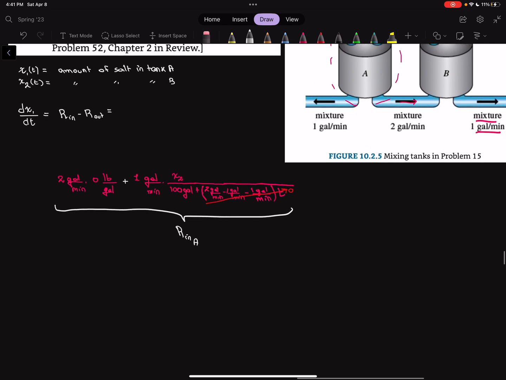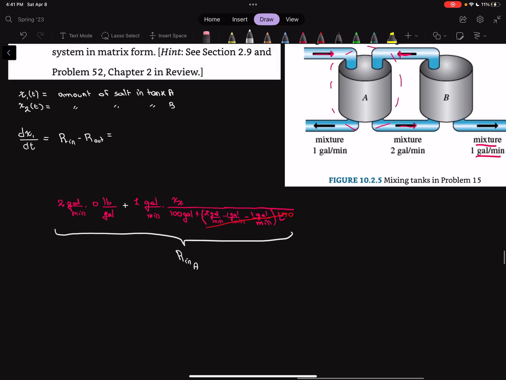Now, let's do our rate out for A. So our rate out for A, we have this mixture coming out. I'll do it in this color. We have this mixture coming out. So that's going to be, I'll say this is rate in A, rate out of A. That's going to be right here. And so we have 1 gallon per minute of water.